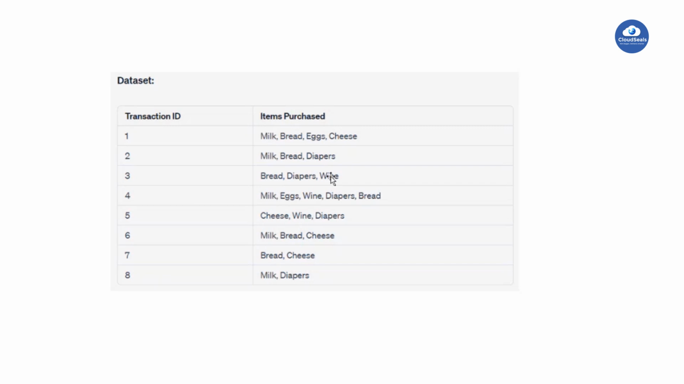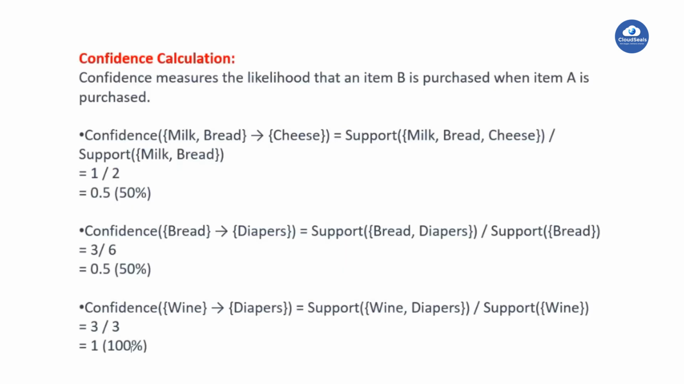Yes, ma'am. Whenever there is wine, that many times they bought the diaper. So both combinations are 3. Only wine is also 3. There is no wine without diaper. So that is 3 by 3. That means 100%. Previously I checked with diaper to wine. Here we are considering wine to diapers. Whenever the customers buy wine, they automatically buy the diapers. So that is wine and diapers. So the confidence of wine is 100%.